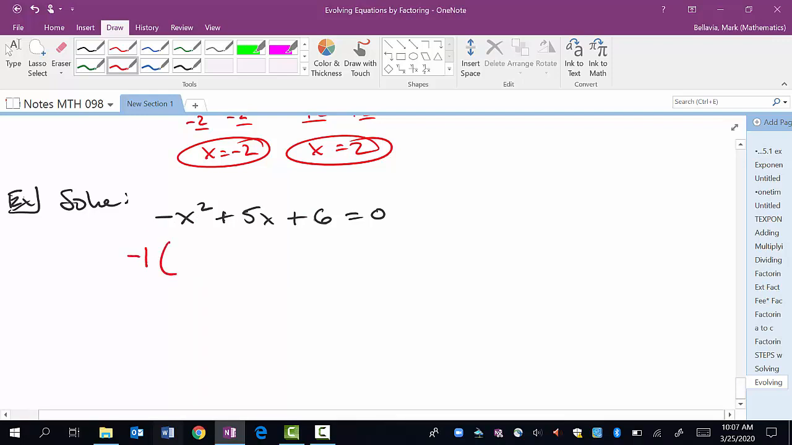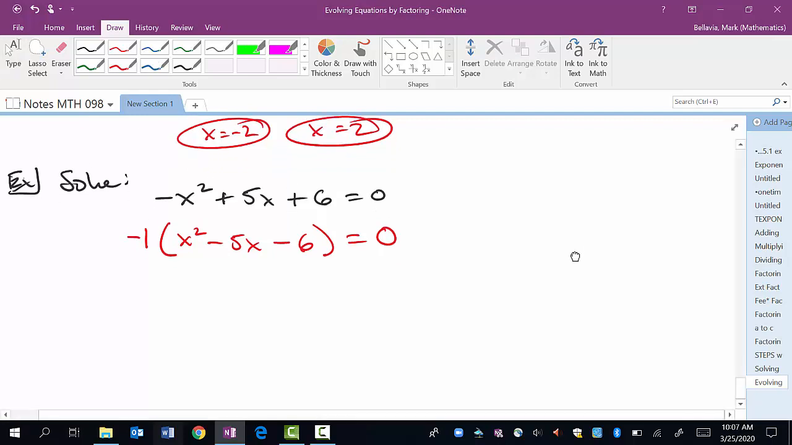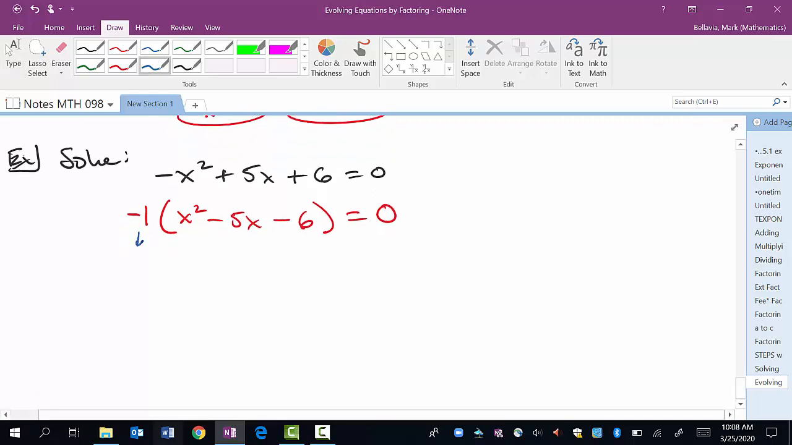And when I do that, basically all the signs change, right? Negative x squared factoring out a negative 1 means you're dividing by it, makes us a positive x squared. Positive 5x taking out a negative 1 makes us a negative 5x. Positive 6 factoring out a negative 1 makes us a negative 6. And then the whole thing equals 0. GCF in front will stay in front. And now I want to see, can I factor this?